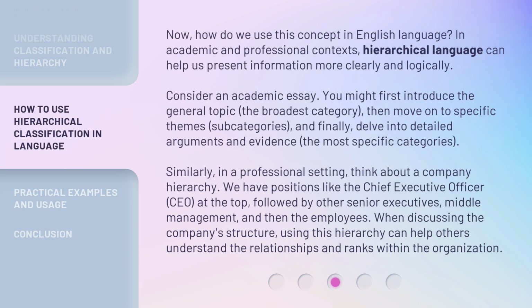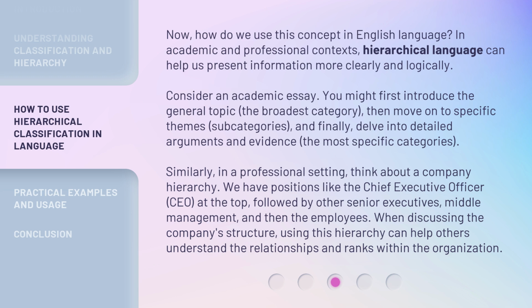Now, how do we use this concept in English language? In academic and professional contexts, hierarchical language can help us present information more clearly and logically. Consider an academic essay. You might first introduce the general topic, the broadest category, then move on to specific themes, subcategories, and finally, delve into detailed arguments and evidence, the most specific categories.